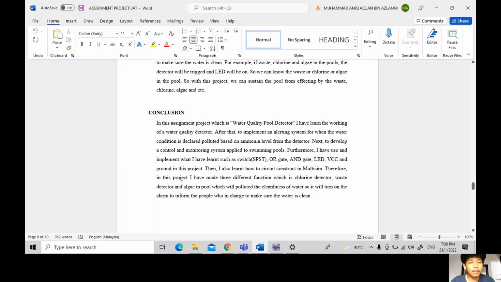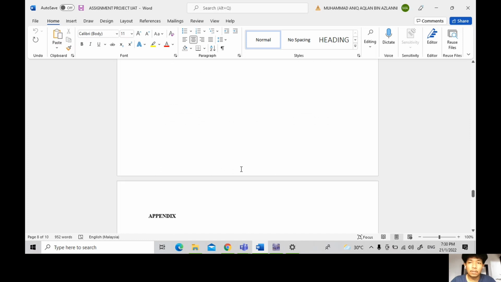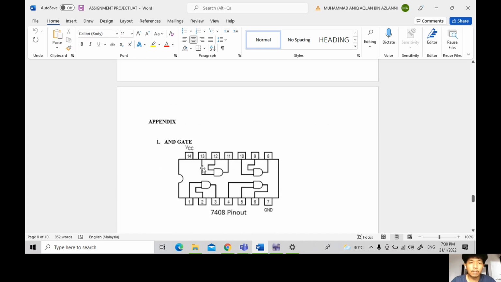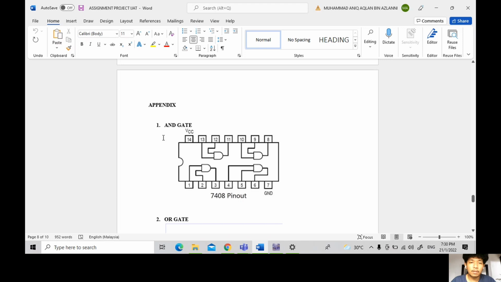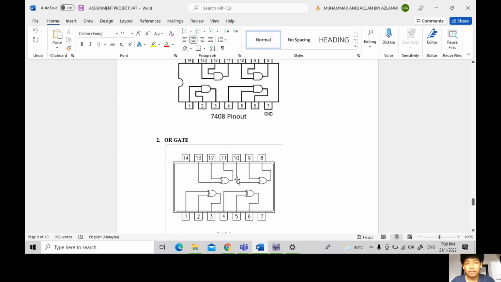Therefore, in this project, I have made 3 different functions, which are chlorine detector, waste detector, and algae in pool detector, which will pollute the cleanliness of water, so it will turn on the alarm to inform the people in charge to make sure the water is clean. So that's all for this project. So this is the appendix for AND gate and OR gate.